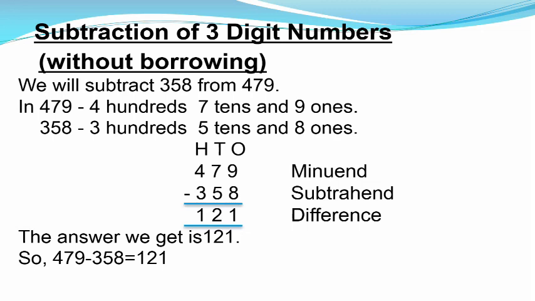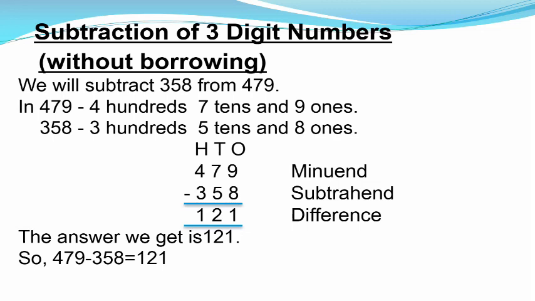Subtraction of 3-digit numbers without borrowing. We have taken the numbers 479 and the second number is 358. In 479, 9 is at ones place, 7 is at tens place and 4 is at hundred place. In 358, 8 is at ones place, 5 is at tens place and 3 is at hundred place.